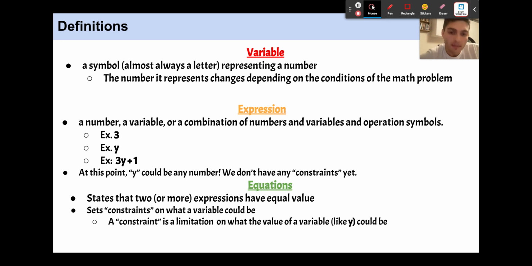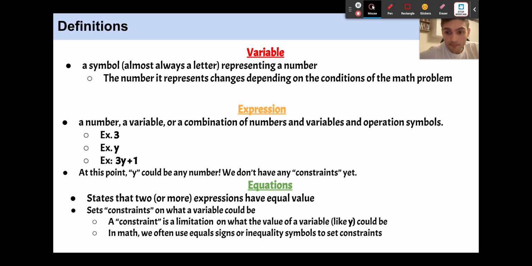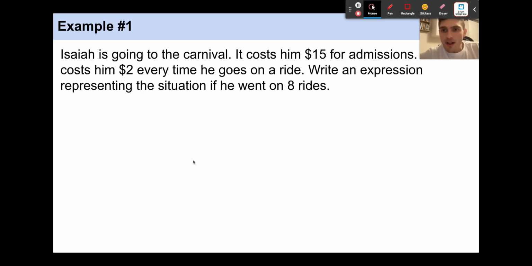So a constraint is a limitation on what the value of a variable like y could be. In math, we often use equal signs or those inequality symbols to set constraints on expressions. All right. So for example, 3y plus 1 equals 10. There's only one possible number that y could be. It's 3, by the way. All right, let's go into our word problems now. We're going to practice just representing this using, first, we're going to do an expression.